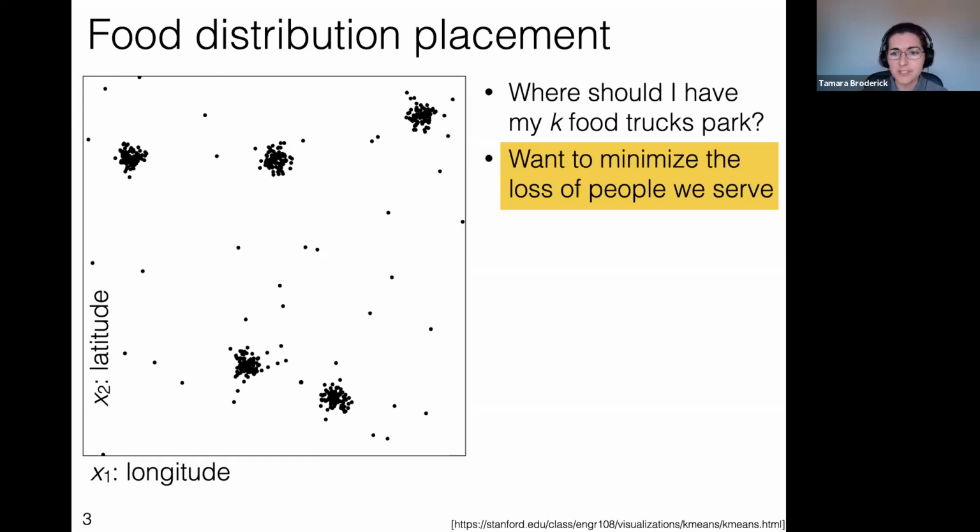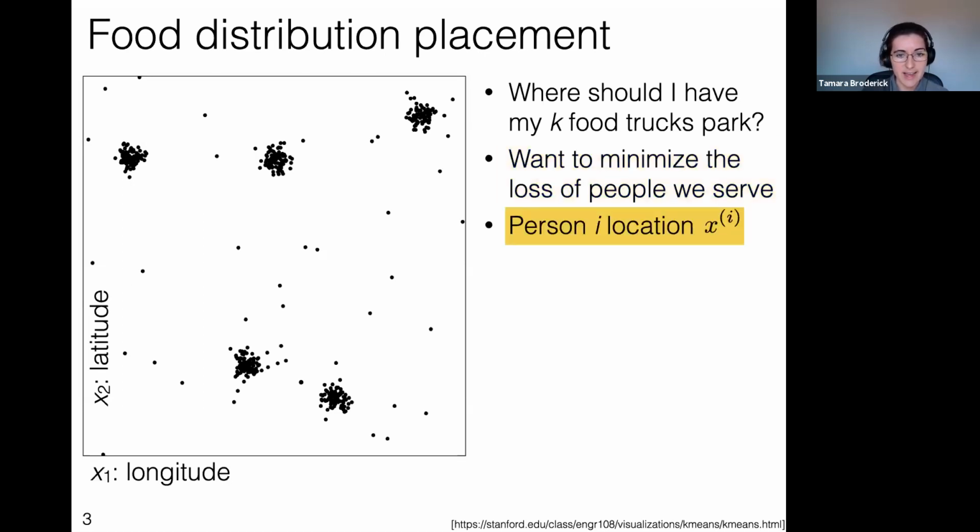Okay, so let's establish a little notation to be able to write this kind of thing down. So first of all, let's say that there are little n different people that we're interested in serving here. And we'll say that the ith person is at location x_i. So this is where the ith person lives. So for instance, this little dot is where a particular person lives. And this will be described by a feature vector. That feature vector is the longitude and then the latitude of that person's location.